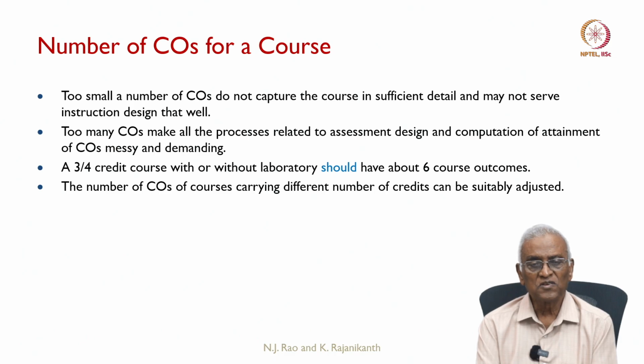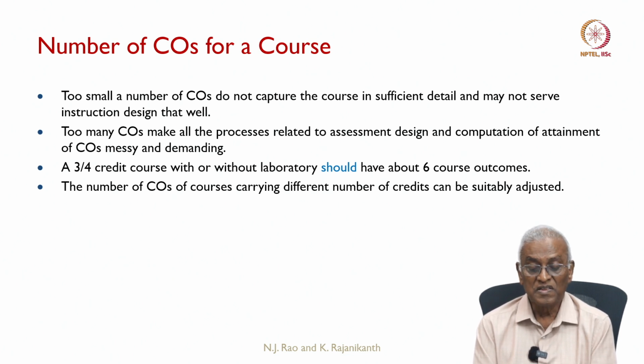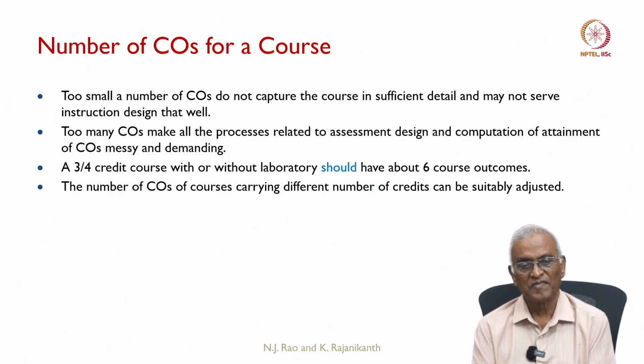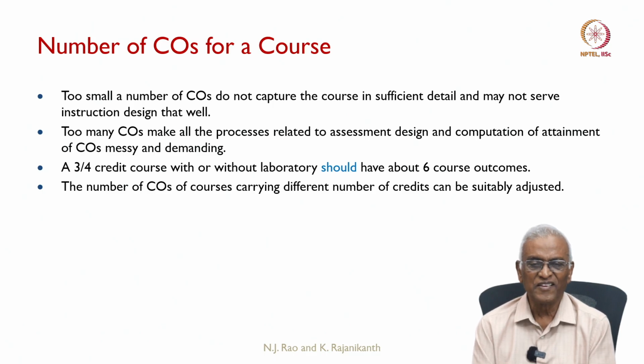If it is a 3 or 4 credit course, with or without laboratory, then one can have about 6 course outcomes. Personally, I would put it as 6, maybe 7 plus or minus 1. But some people would like to say 6 plus or minus 1 or plus or minus 2 also.